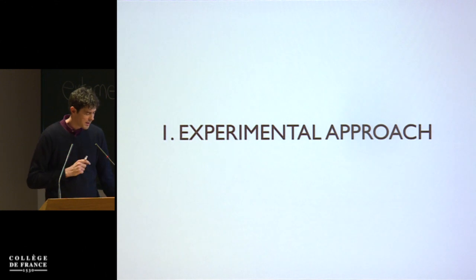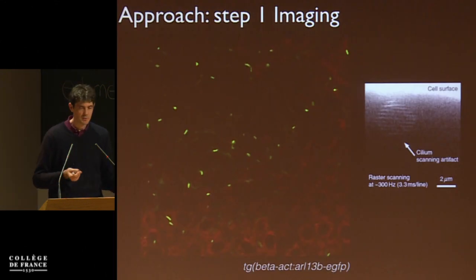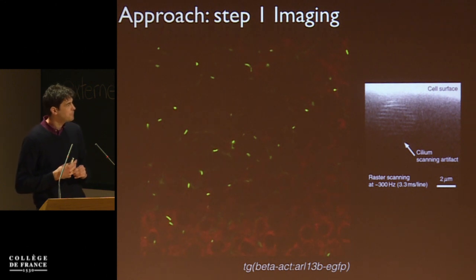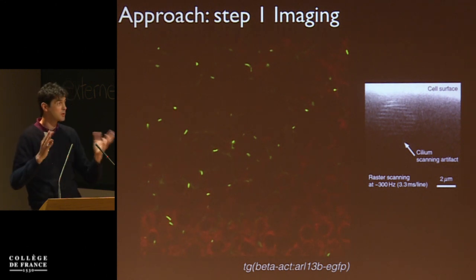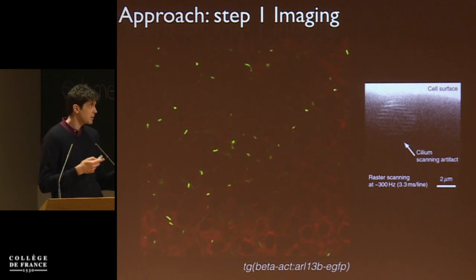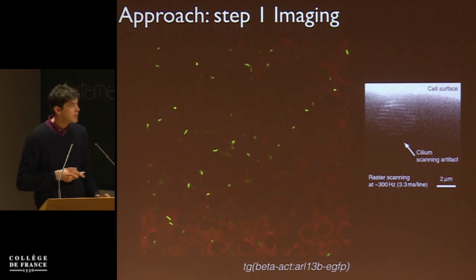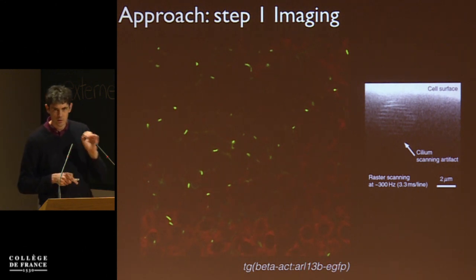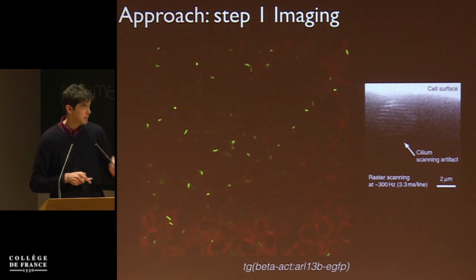So, quick words about the experimental approach. It's all based on live imaging again. This time, we wanted to have a global approach. This is what we needed. So we used a couple of tricks. The first one was to image a transgenic line that expresses ubiquitously a GFP coupled with ARL13B, which is a protein that will go within the cilium.